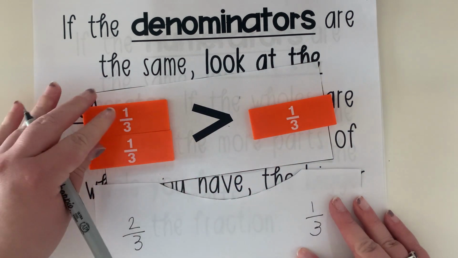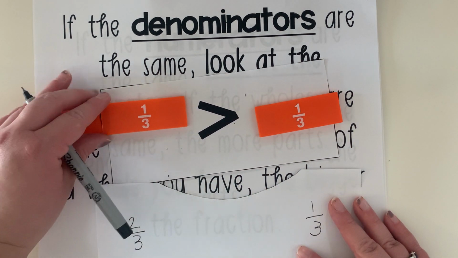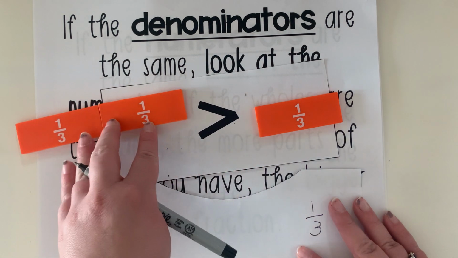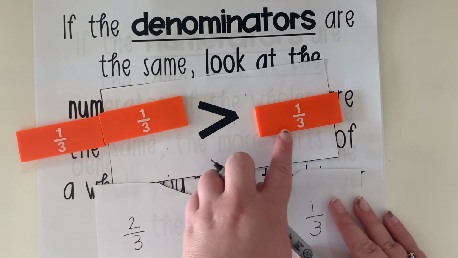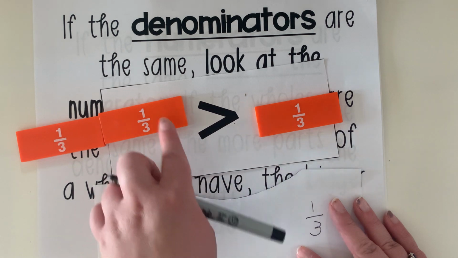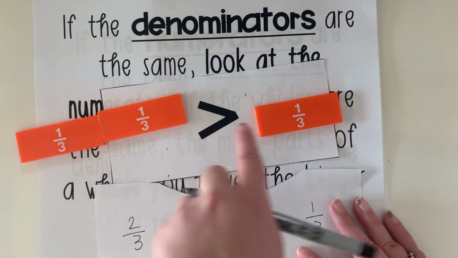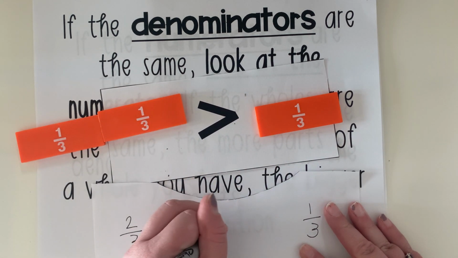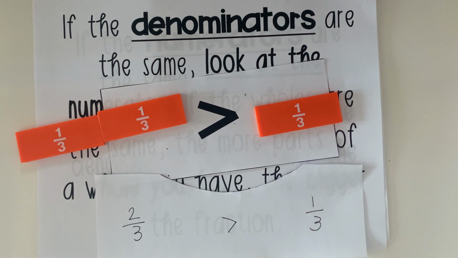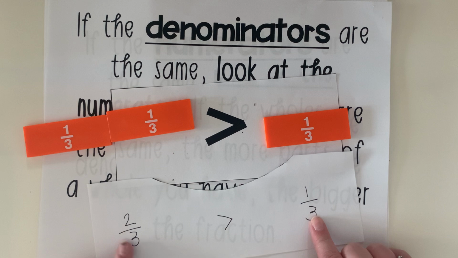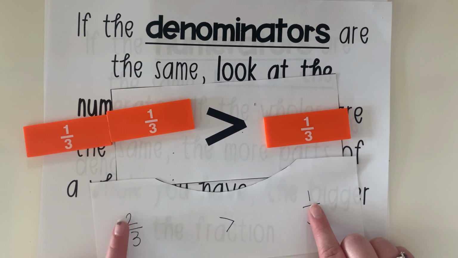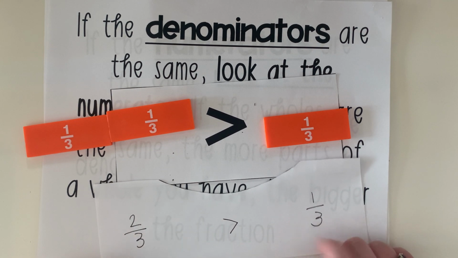I have more pieces on this side. This makes a much longer line than this. All of them have a 3 at the bottom, so thirds, so we're looking at the top number. This one has 2, this one has 1. So 2/3 is greater than 1/3. So it is the bigger numerator that you're going to say is greater, because all the pieces are the same size.